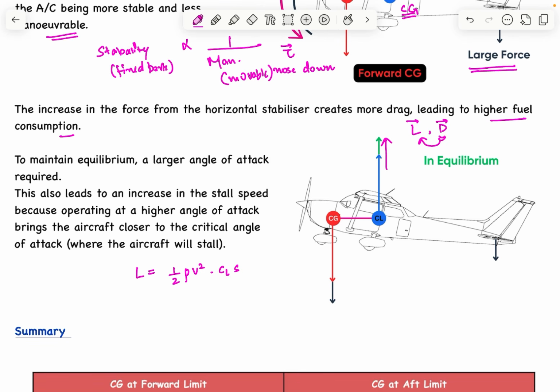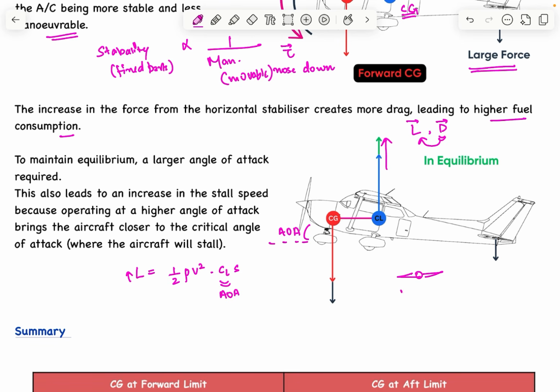Now to maintain an equilibrium, what we are doing is we are increasing the angle of attack by pulling the control column. Now since the angle of attack is increased, which is say CL is increased, this way our lift requirement will be met.